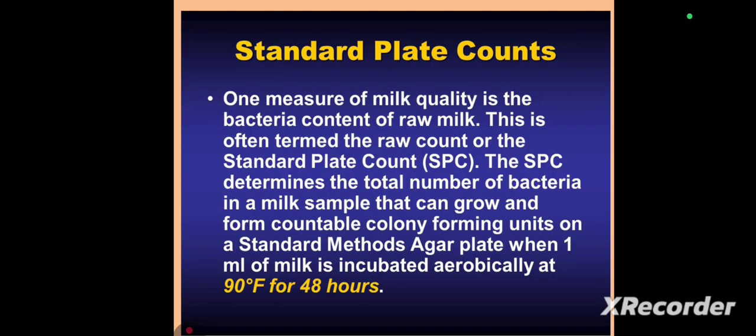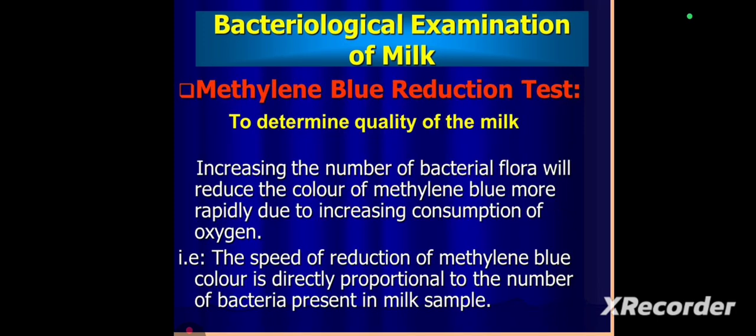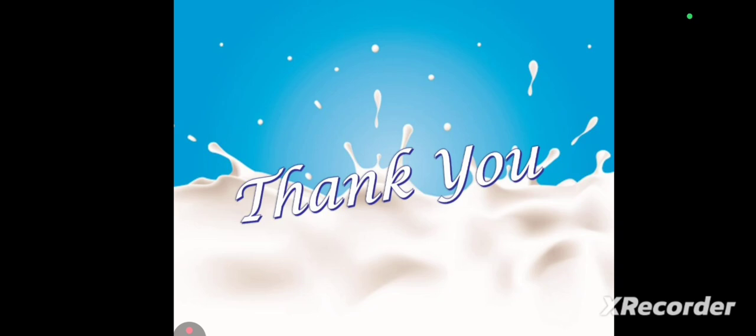And standard plate count determines the total number of bacteria forming countable colonies. An agar plate with 1 ml of milk is incubated aerobically at 90 degrees Fahrenheit for 48 hours. Determination of viable bacterial count can also be done by the four plate method and the methylene blue reduction test, where methylene blue dye is used. Thank you. So that's all about the bacterial examination of milk.